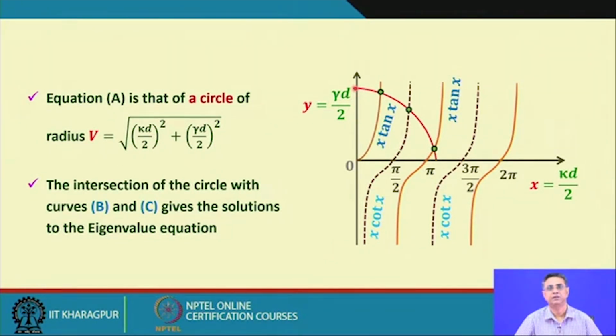So, at this point it will be gamma d by 2 and at this point it will be kappa d by 2. So, this radius, the points of intersection of the circle with the curves b and c gives the solution to the eigenvalue equation. So, you can see that there will be one solution here for the value of v, which is less than pi by 2. Here this will be less than pi, again it is close to pi, so on and so forth for this value of v, and if you increase the value of v, you will get more number of solutions. So, it is the v number that is going to decide how many modes will be supported in the structure.